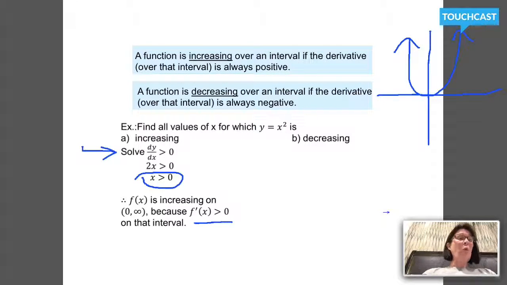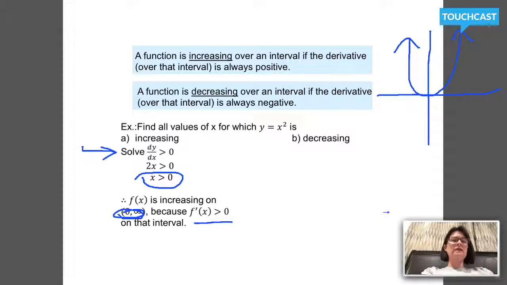I would expect that 100 times in the next 5 months, you will write a statement that looks exactly like this. This interval will change because the problem will change and the numbers will change. But this is the form of your answer. F of x is increasing on this interval, in this case 0 to infinity, because f prime of x is greater than 0 on that interval. A function is increasing where its derivative is positive.